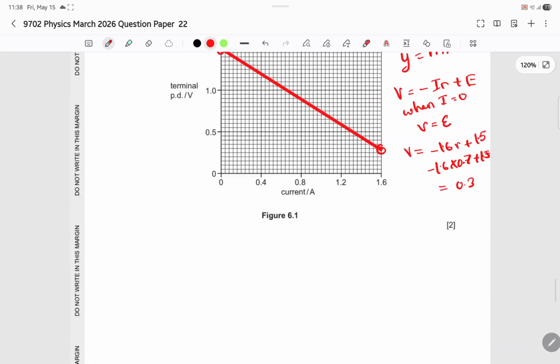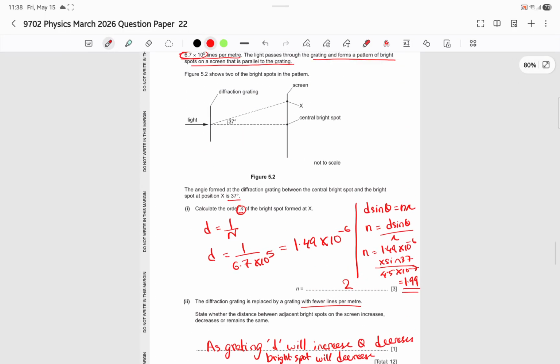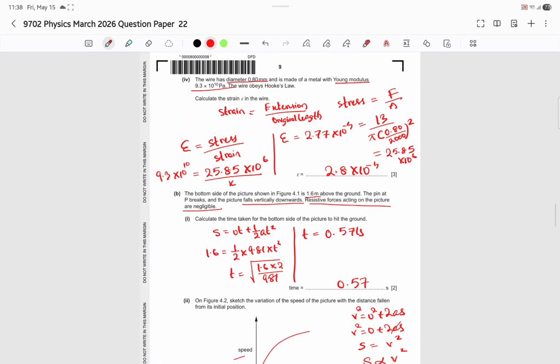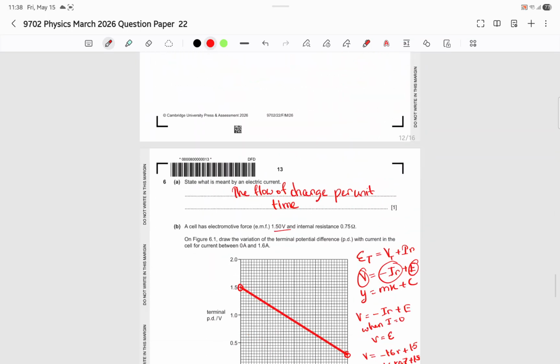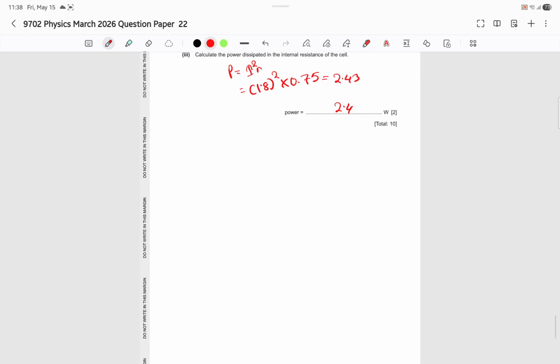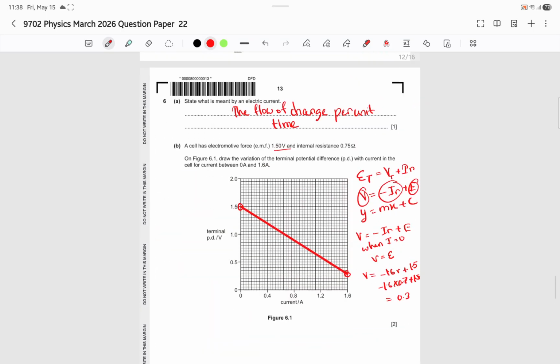Overall, I would say that this paper's pattern was certainly different from 2020 to 2024. 2025 was something similar, I guess, but I wouldn't say this was a tough paper. Some questions might be a bit tricky, but overall I would not say it was a tough paper.